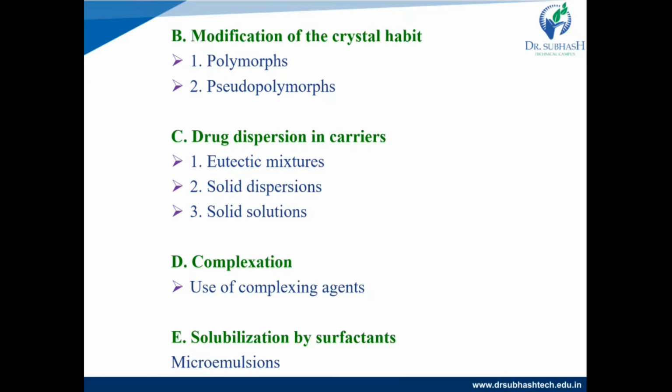Solid dispersion is the dispersion of one or more active ingredients in an inert carrier in a solid state. In an inert carrier, we can use, for example, urea. Solid dispersion is prepared by the hot melt method, solvent evaporation, co-precipitation, or hot melt extrusion methods. The next one is solid solution.